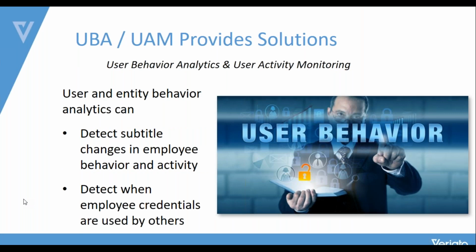Another thing that is really kind of new out there now, that I really truly believe in, I wrote a book on this and I'm a big advocate of it, is user and entity behavior analytics. I'm going to talk about that just for a second. What it can do for you is detect subtle changes in employee behavior and activity. It's going to tell us if something is different. It's going to look for anomalies. It's going to detect things like when employee credentials are used by other people.